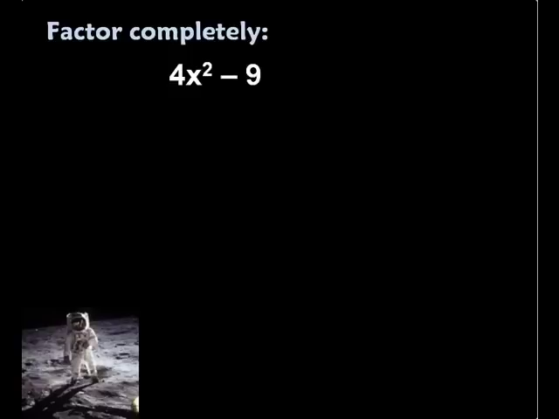Let's factor this one. Well, the first thing I notice is that I only have two terms. And then I look and see, well, this is a perfect square. This is a perfect square, and this is a perfect square. This is actually the difference of squares, and it's really easy. All it does is factor into 2x minus 9 times 2x plus 9.